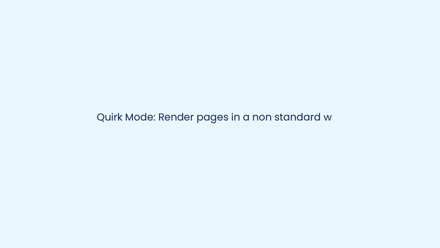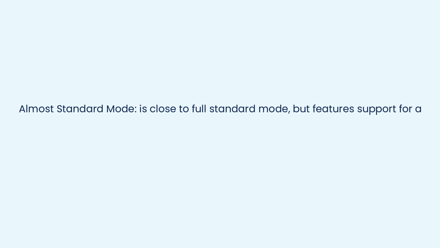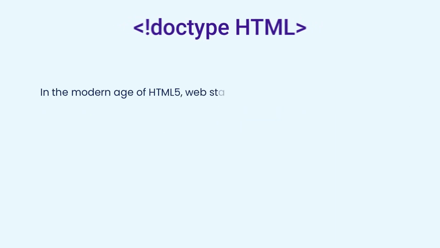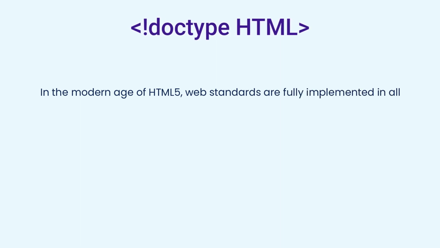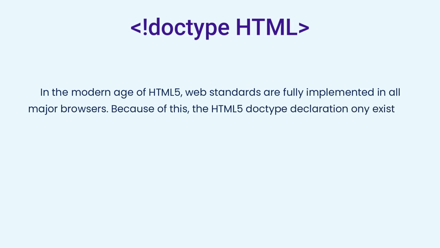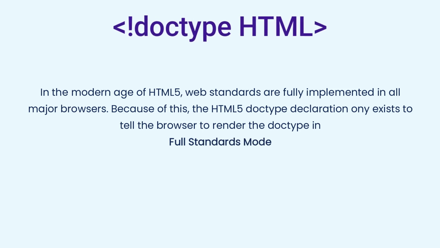In full standards mode, pages are rendered according to the W3C web standards. In quirks mode, the page is rendered in a non-standard way. In almost standards mode, the pages are close to standards mode but feature support for a small number of quirks. In the modern age of HTML5, web standards are fully implemented in all major browsers. Because of this, the HTML5 doctype declaration only exists to tell the browser to render the document in full standards mode.